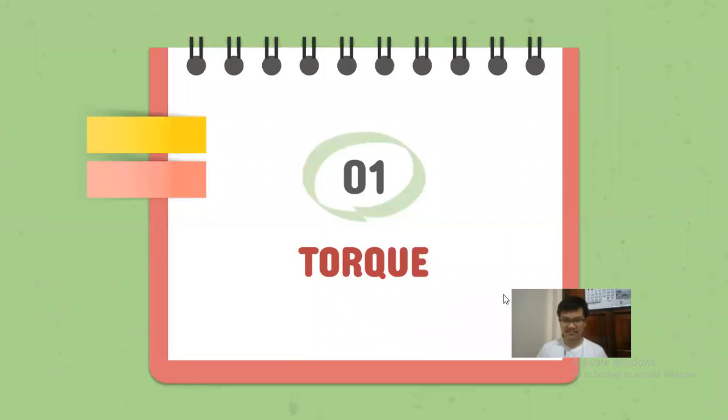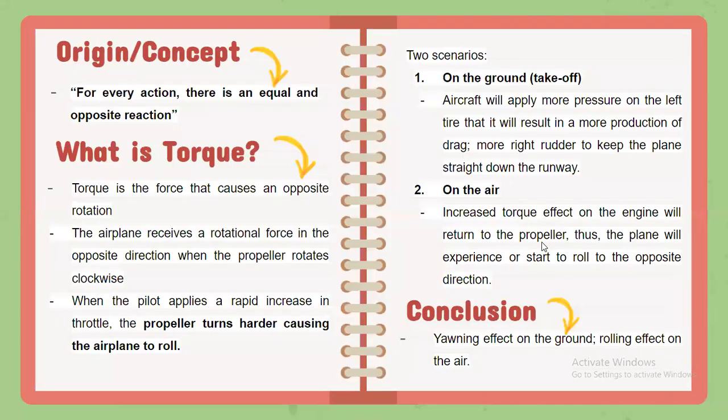So the first one, torque. The origin of the concept of torque came from Newton's third law of motion, that for every action there is an equal and opposite reaction. So what is torque? From a physicist's point of view, torque is a turning force about an axis. But if we ask a pilot, torque is a force that causes an opposite rotation.